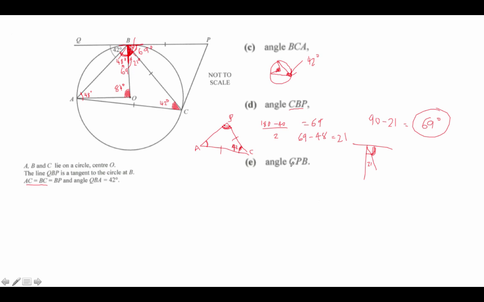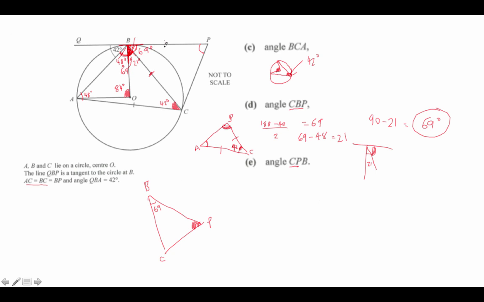Okay, then CPB, it's a bit of a mouthful, CPB, so this angle here belongs to the triangle CBP. So if I draw that out separately so we can see it in a bit more detail, angle at C we don't know, angle at P, that's what we're trying to find, and angle at B we now know is 69. Okay, what else do we know about this triangle?